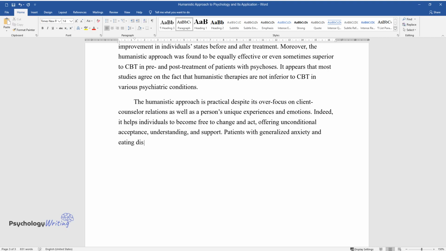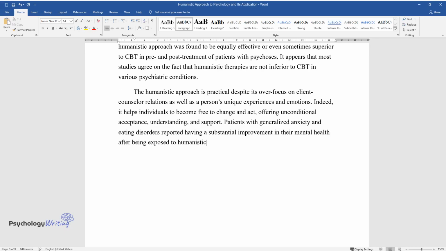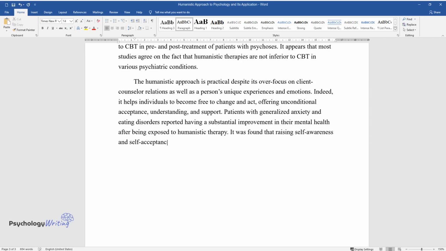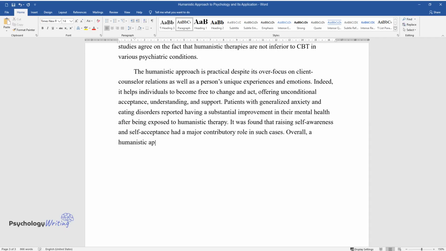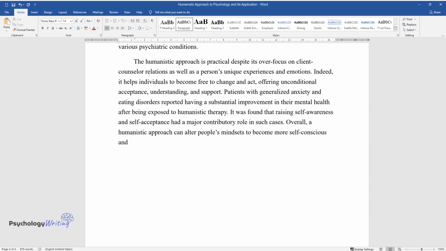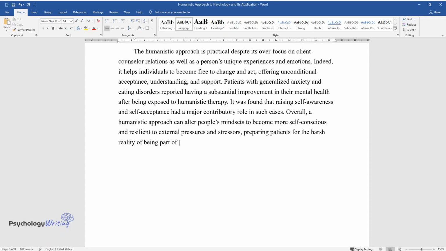Patients with generalized anxiety and eating disorders reported having a substantial improvement in their mental health after being exposed to humanistic therapy. It was found that raising self-awareness and self-acceptance had a major contributory role in such cases. Overall, a humanistic approach can alter people's mindsets to become more self-conscious and resilient to external pressures and stressors, preparing patients for the harsh reality of being part of society.